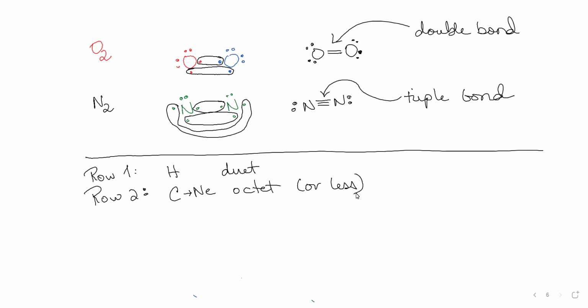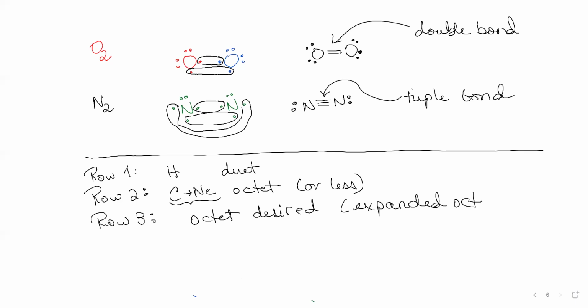You cannot have anything expanded. So be certain when we're doing our structures that carbon through neon, row 2, basically, octet or less. And then we'll have to start talking about formal charges. In particular, row 2 will be octet or less. Anything row 3 and above, basically we want the octet. Sometimes you can have an expanded octet for row 3 and above, so just be aware of that. But since we're talking about organic, we're going to really focus on making sure we have that octet.